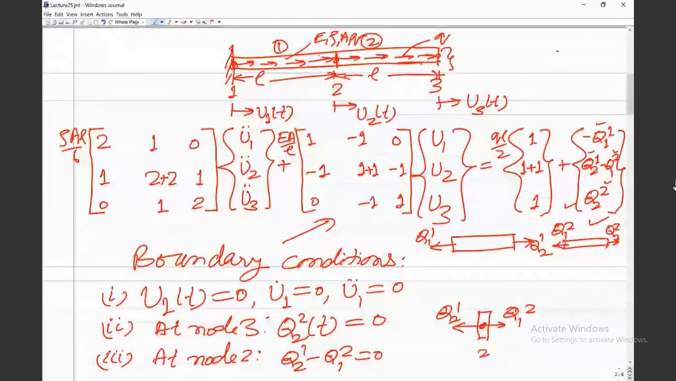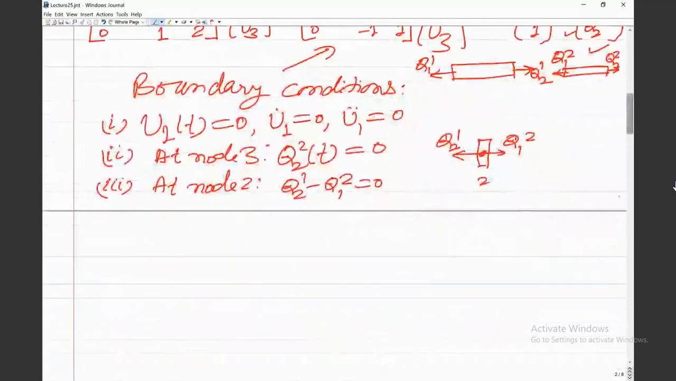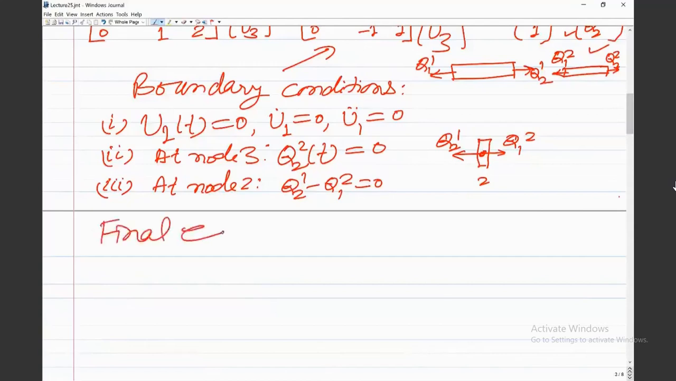If we impose these boundary conditions and write the equations in terms of the unknown displacements, in this case u2 and u3 are the unknown displacements. We just take the second and third equations and solve for u2, u3 as a function of time, and from the first equation we can solve for Q11. The final equation of motion is the one we use for deriving the eigenvalue problem and finding the dynamic response.